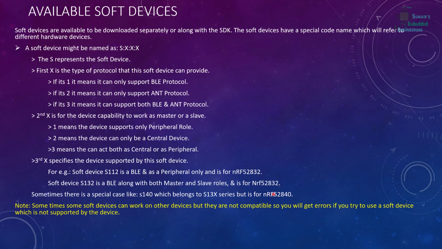So you will see many unknown errors, and you won't be able to catch them. So it's going to be a troublesome thing. I would recommend you keep an eye on the soft device that you are using along with your chip. For example, if I'm using nRF52832 and I'm using S132, and you are using nRF52840, don't use S132. You should be using S140.